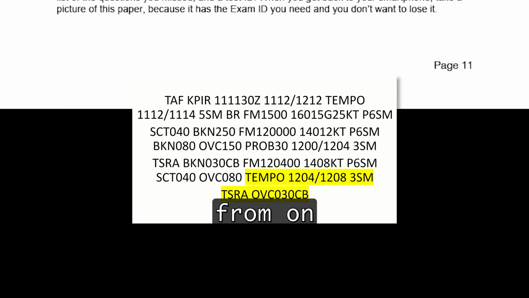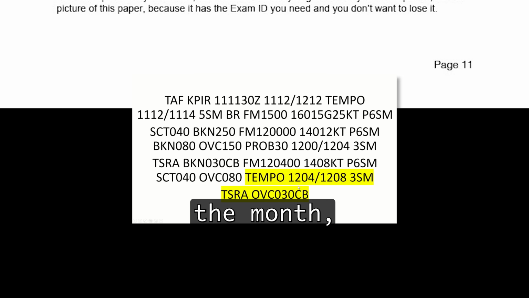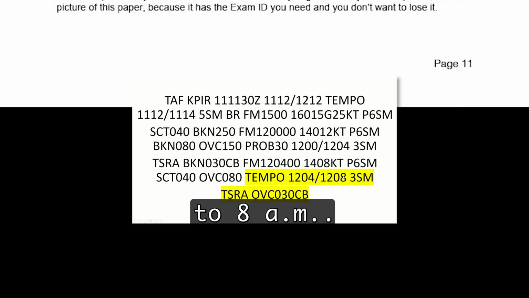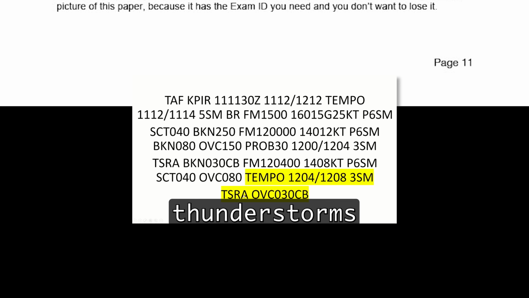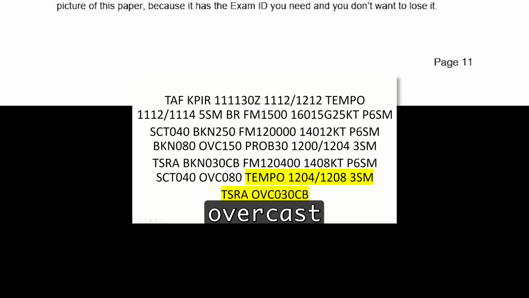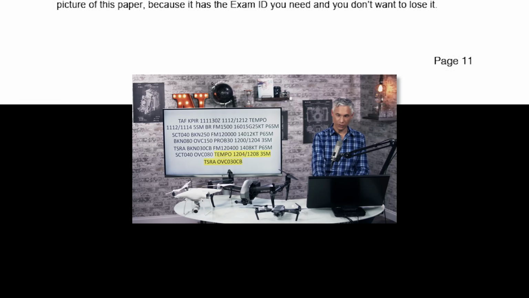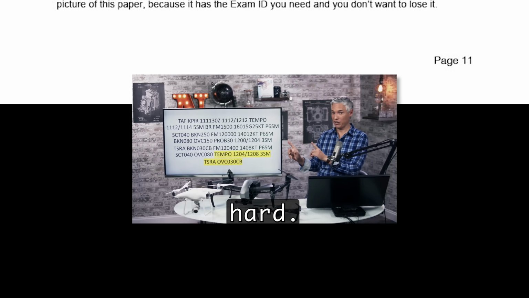Temporarily, on the 12th day of the month, from the 4th hour to the 8th hour, from 4 a.m. to 8 a.m., low visibility at 3 statute miles, thunderstorms and rain showers, and then overcast at 3,000 feet, cumulonimbus clouds. Whew. Not that hard.